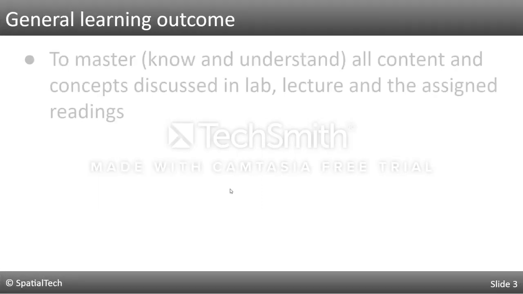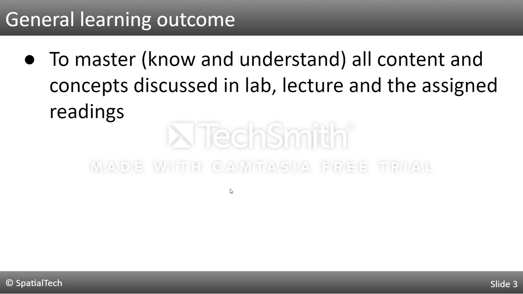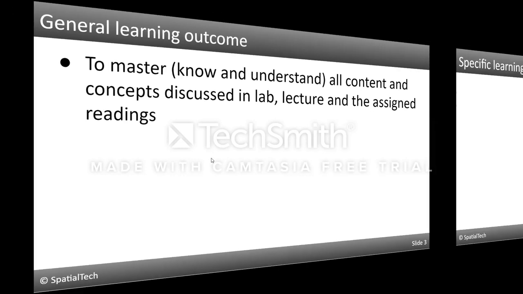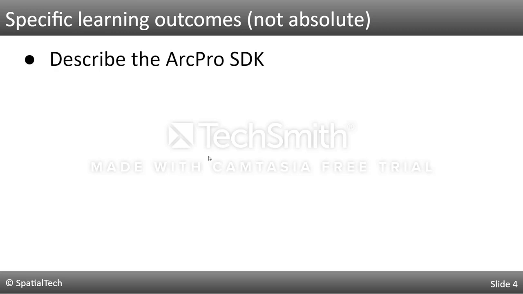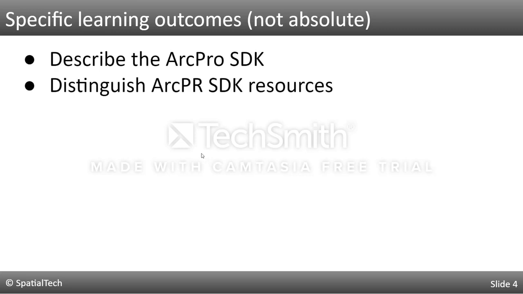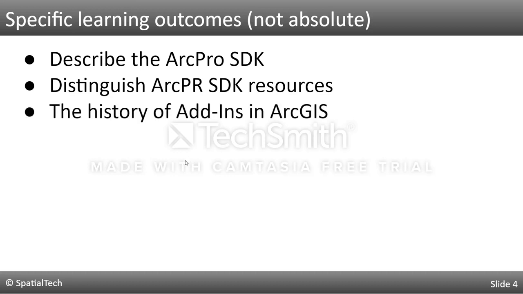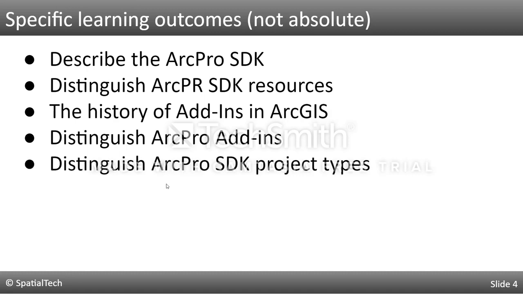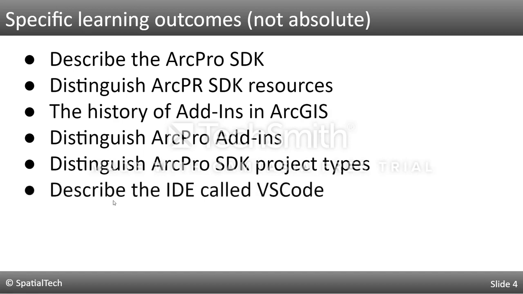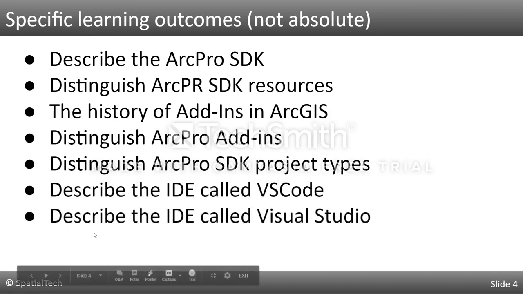The general learning outcome is to master, know, and understand all content and concepts discussed in lab, lecture, and the assigned readings. Specific learning outcomes, although not an absolute list: describe the ArcPro SDK, distinguish ArcPro SDK resources. We're going to talk a little bit about the history of add-ins in ArcGIS, distinguish ArcPro add-ins. Are they the same? Are they different? Are they less? Are they more? Distinguish ArcPro SDK project types. That gives you kind of a spoiler alert there. Describe the IDE called Visual Code, and describe the IDE called Visual Studio.